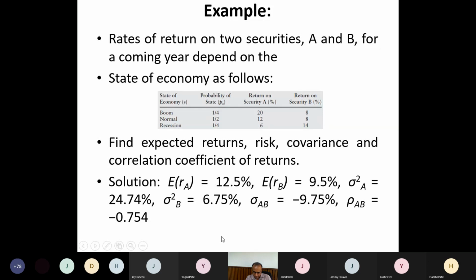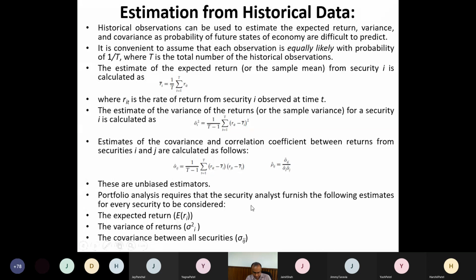So I hope you can solve this example. Still, if you have any doubt, you can ask me, but I leave it to you, and then you will be able to solve it. Then I will move to the estimation of all these parameters from historical data, because we don't know the state of the economy. It is a future-dependent thing. The future is unknown, but the history is known. Any doubts so far?